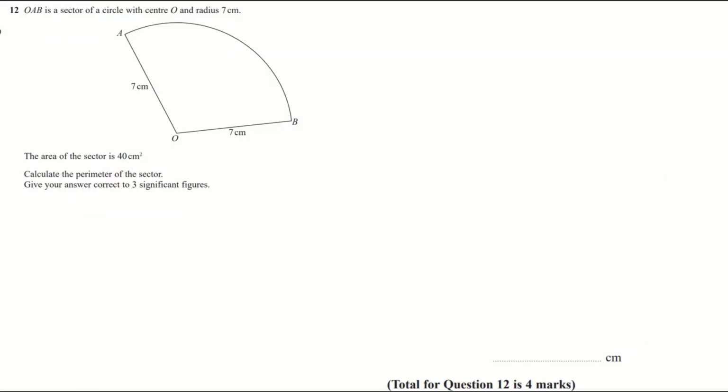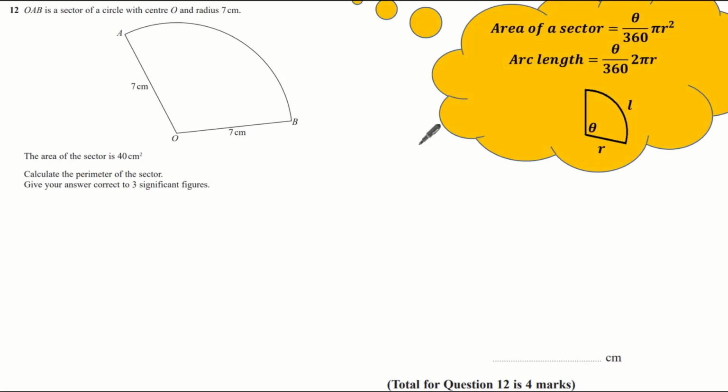Question 12 shows OAB is a sector of a circle with centre O and a radius of 7 centimeters. It states that the area of the sector is 40 centimeters squared, and we're asked to calculate the perimeter of the sector, giving our answer to 3 significant figures. Now what's important to note are the formulas associated with sectors. Remember, to work out the area of the sector, it's the fraction theta over 360 multiplied by the formula for the area of the circle. So theta over 360 times pi r squared, where theta is the angle of our sector.